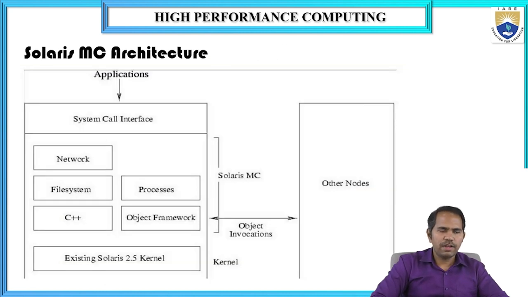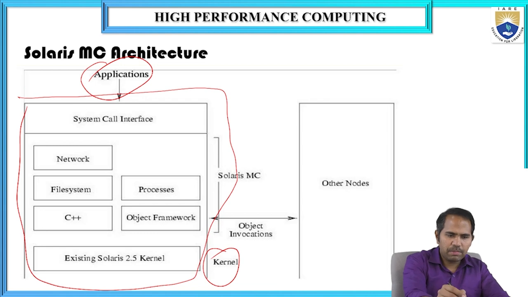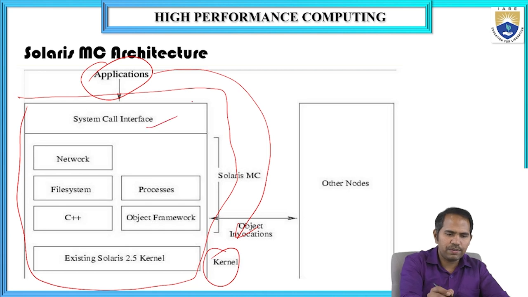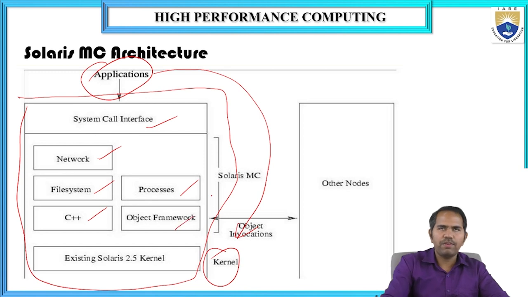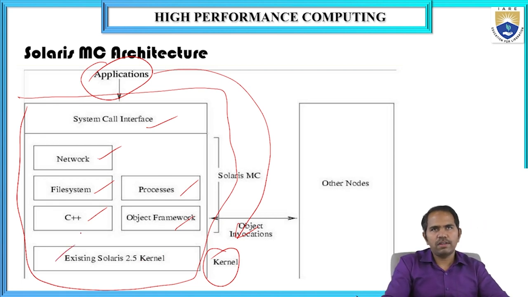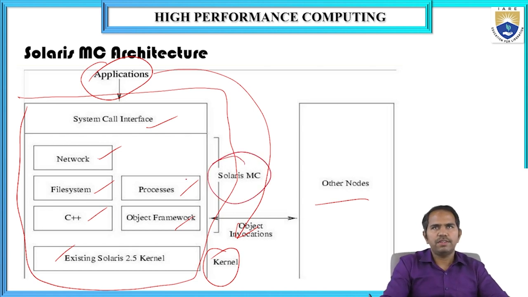This is the Solaris MC architecture. The applications are interconnected with the kernel. Internally, the kernel contains the system call interfaces, and inside that are networking, file system, processes, C++ and object frameworks, and then the existing Solaris 2.5 kernels. The advantage here is that we can upgrade the Solaris operating system. It also interacts with the other nodes. This is the total Solaris MC architecture.